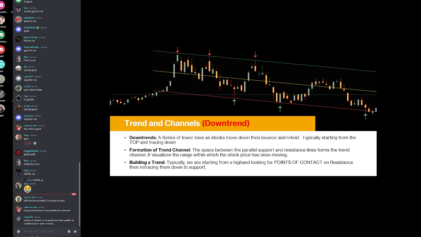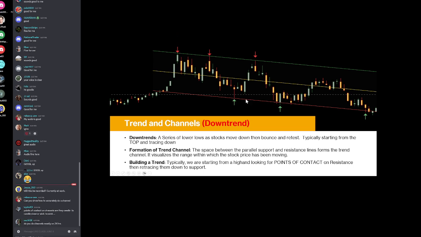Points of contact are channels. Are they candle to candle close or wick to wick? With points of contact inside of a channel, it's just contact. If it's a wick, if it's a body, as you can see, it favors, in this case, the wicks here, the bodies there, the wicks here, right?